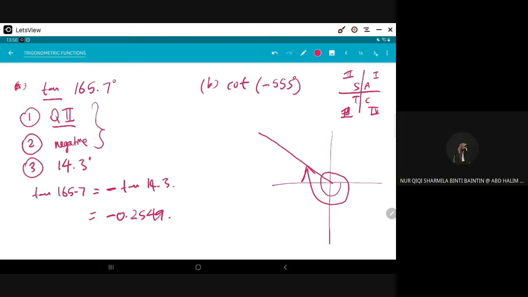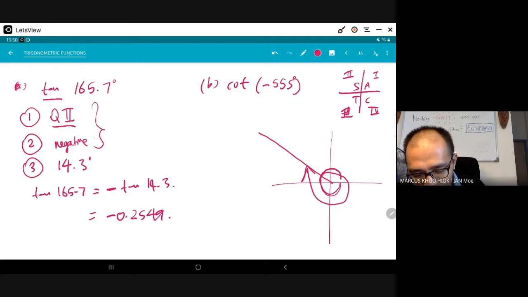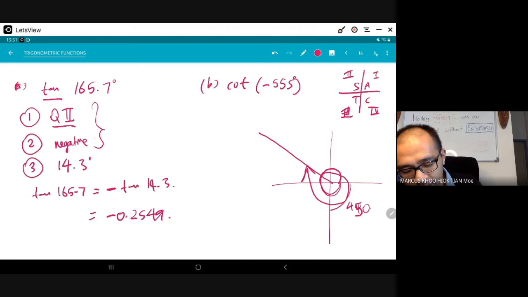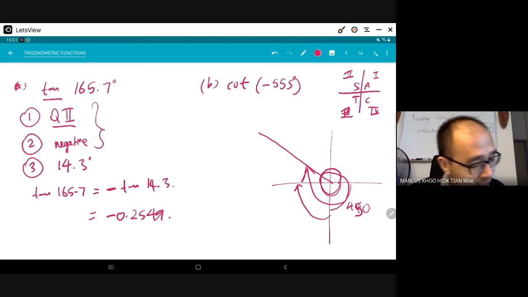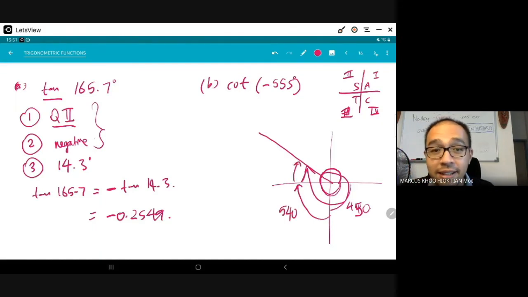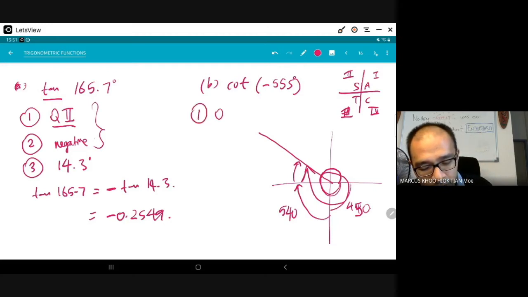Okay, fine. 360 plus 90 is 450. Plus 90 again is 540. So then 555 comes just after that. So it is second quadrant.